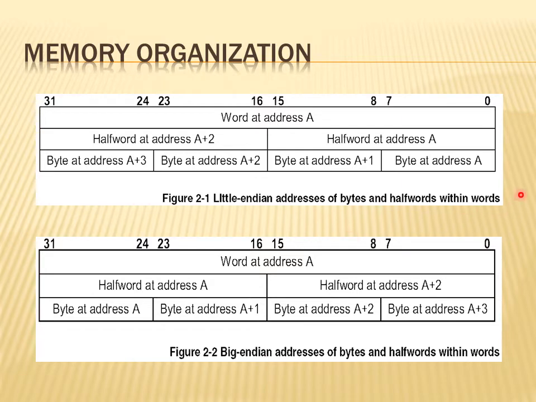Now I told you earlier that the 32-bit information, either an instruction or data, has been divided into 4 bytes. The entire 32-bit information, which is known as a word, has been divided into 4 bytes: byte A, A plus 1, A plus 2, and A plus 3. So 4 bytes are available in a word.